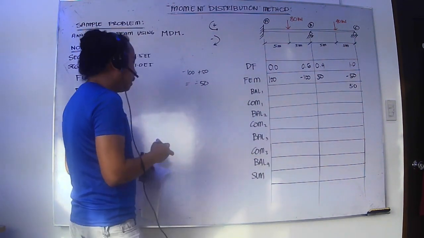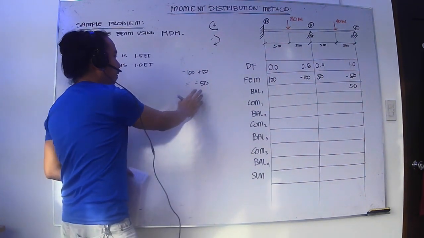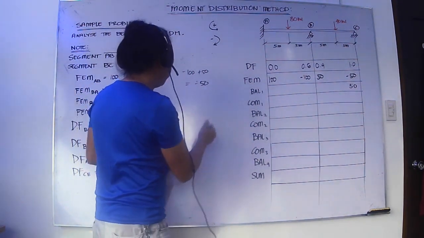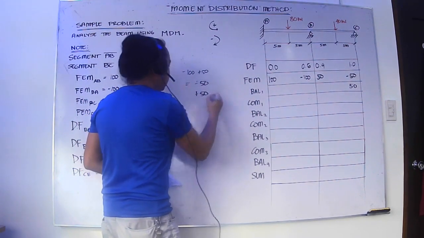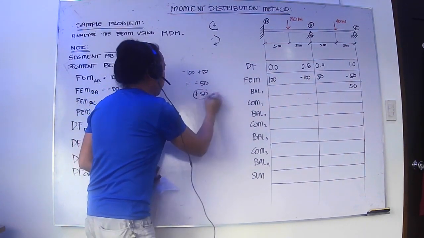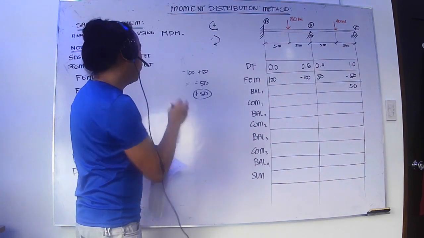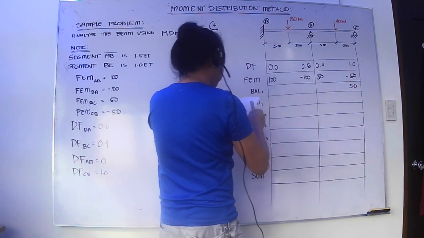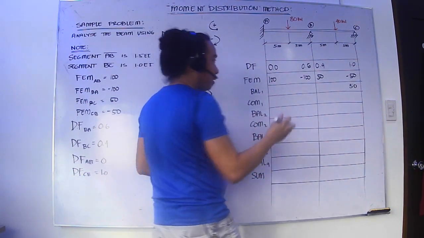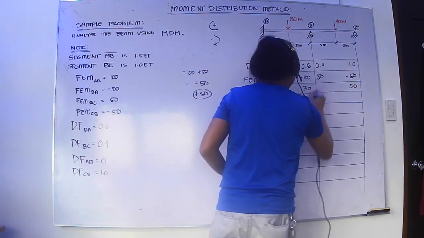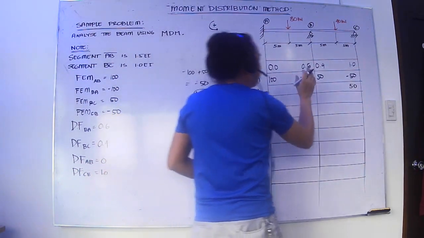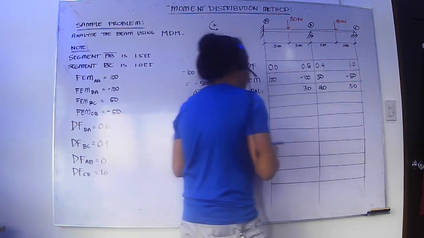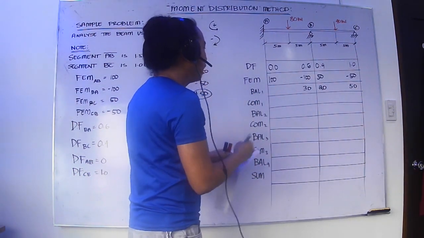What moment do you need to cancel out this negative 50? You need positive 50, right? So you have something like this. This positive 50, we multiply by 0.6. What do we get? You have 30, right? This positive 50, we multiply by 0.4. What do we get? 20. That's all there is to it.